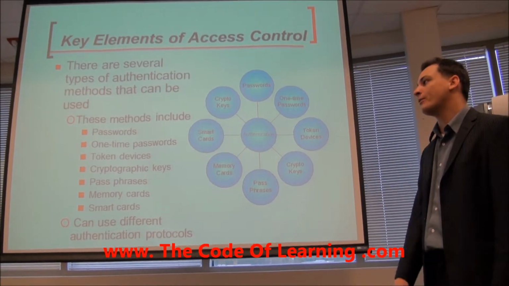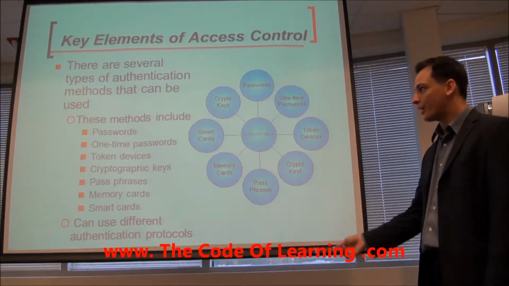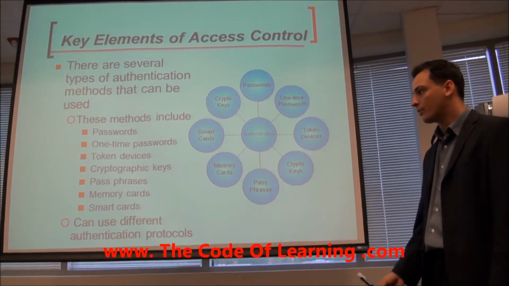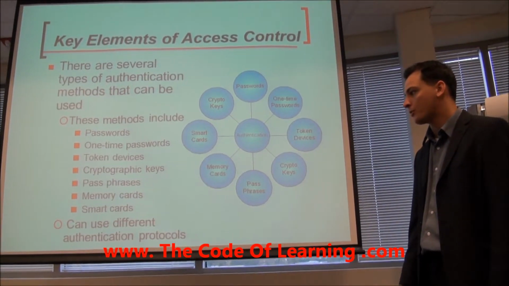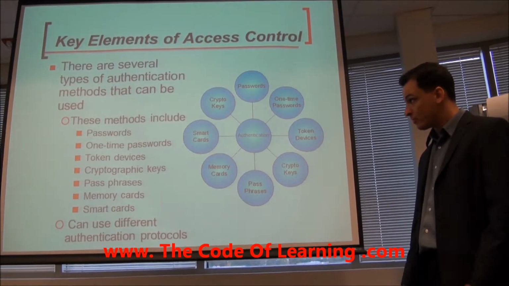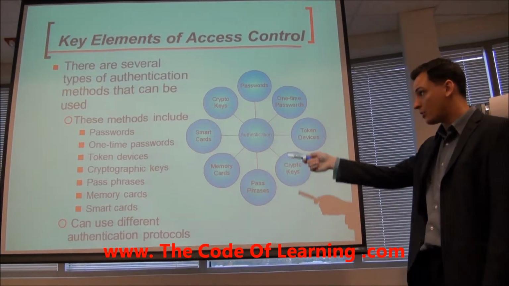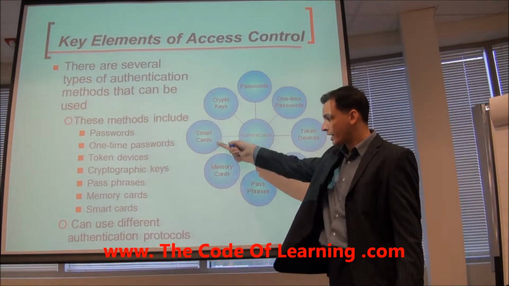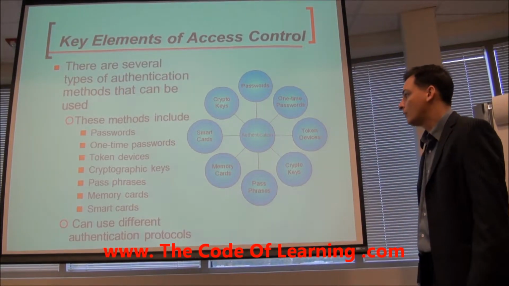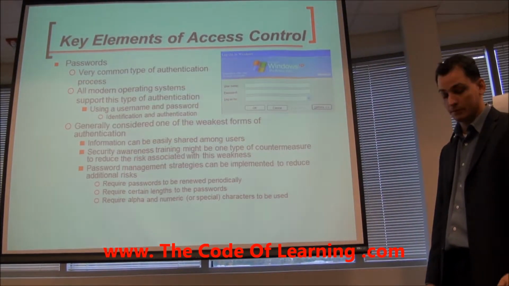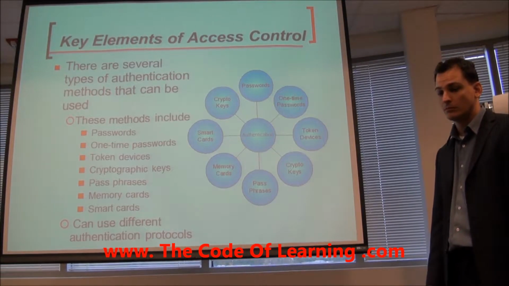So there's several different types of authentication. You got passwords, one-time passwords, token device, cryptographic keys, memory cards, smart cards. Different operating systems can use different methods of these. We need to know all of these right here. And we're going to get into these. One-time password would be pretty secure since it changes daily.